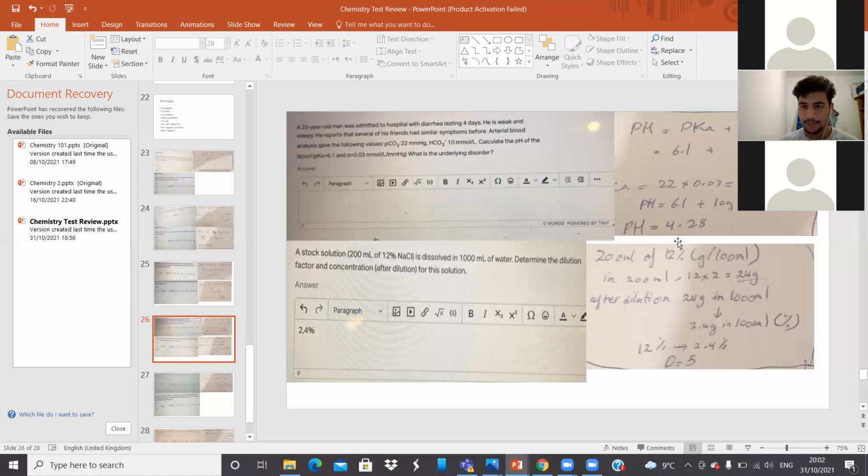So yeah, this is a very bad pH for blood. This man's in very severe metabolic acidosis. So that's the underlying condition, and that's the pH of the blood.